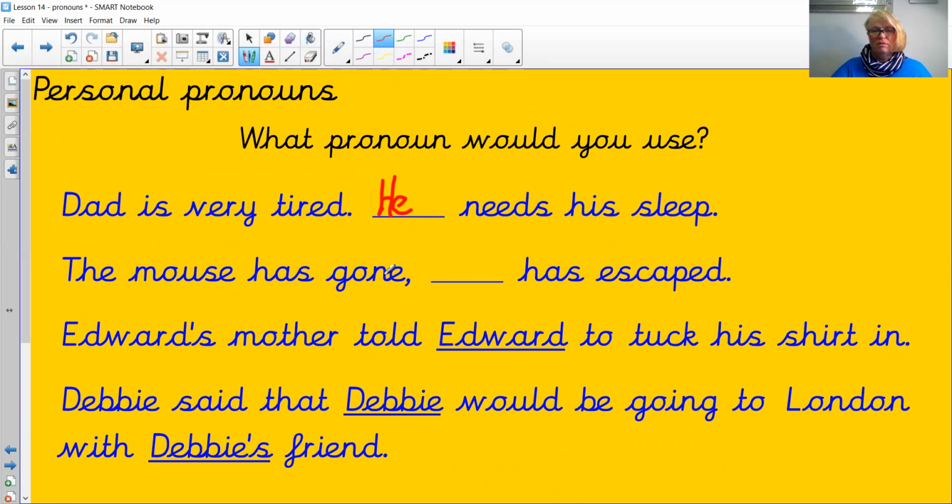The mouse has escaped. Well, with most mice, just by looking at them, you wouldn't know whether they're male or female. So we can't say whether it's masculine or feminine. So we can't say he or she. We would normally say it's, or it has. It depends whether we're using a contraction. Okay, so we'll put it has. We won't confuse with contractions. It has escaped.